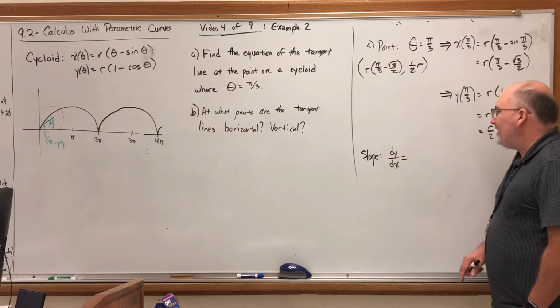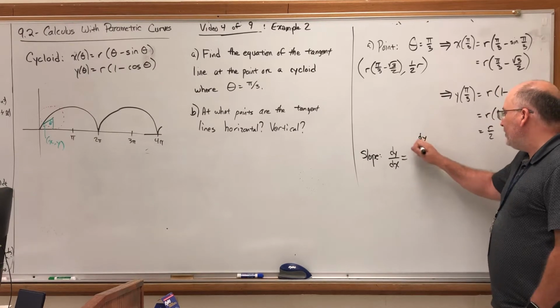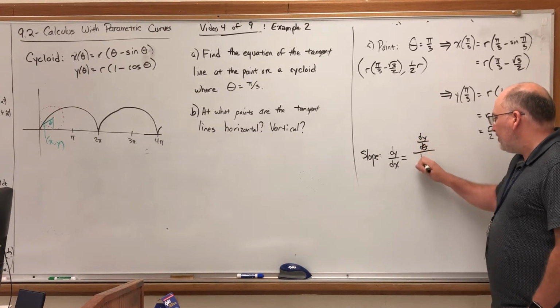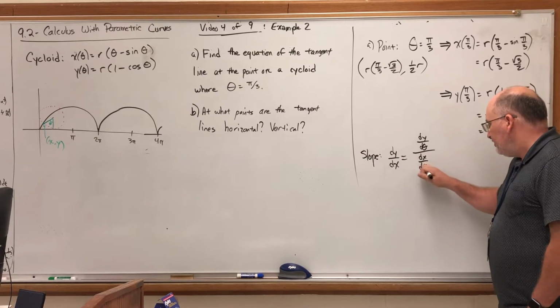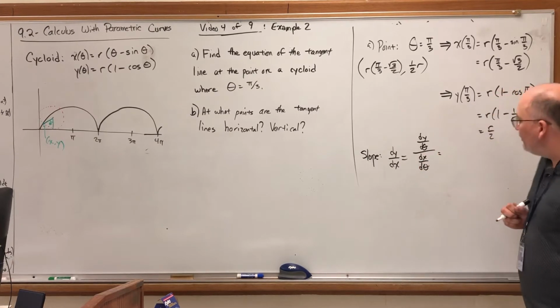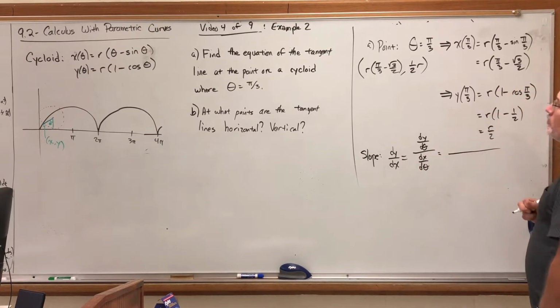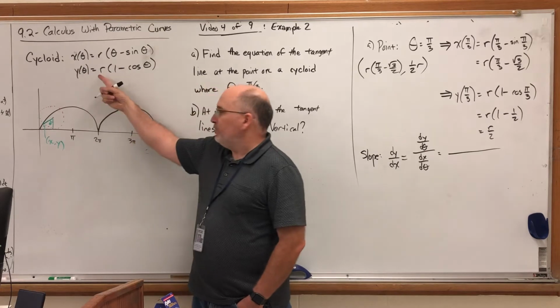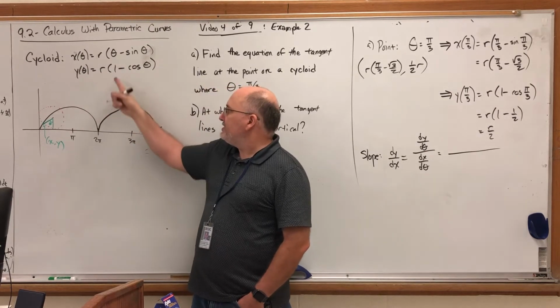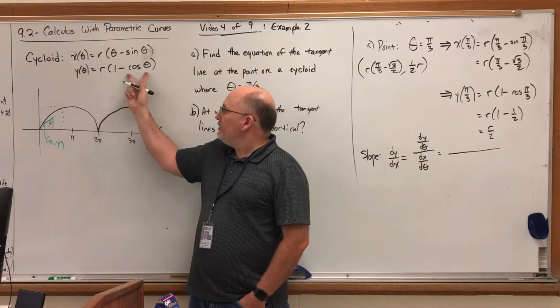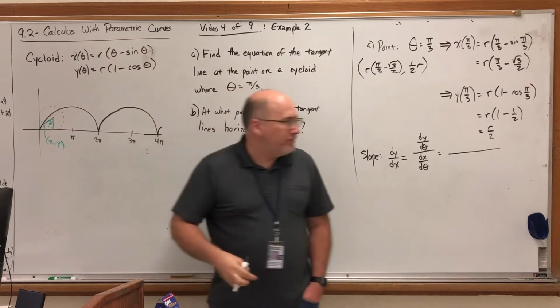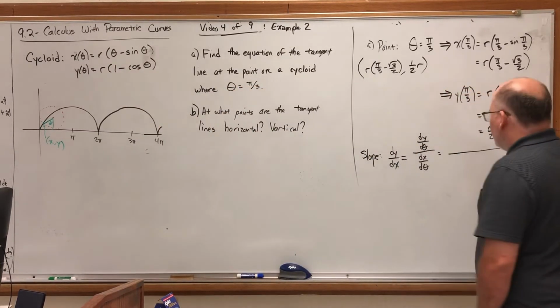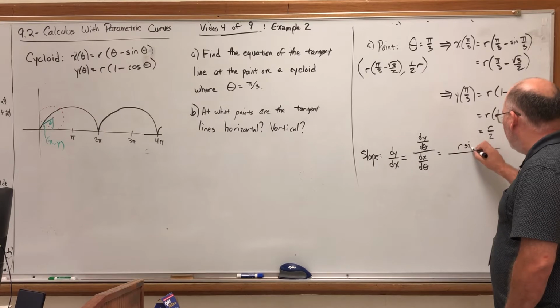However, we can find dy dx by simply calculating dy d theta and comparing it to dx d theta, as discussed in the first video. Okay, so what is the derivative of y with respect to theta? Well, this is a constant multiple, so r sits there. On the inside, the derivative of 1 is 0. The derivative of negative cosine is sine. So we just get r sine theta on top.